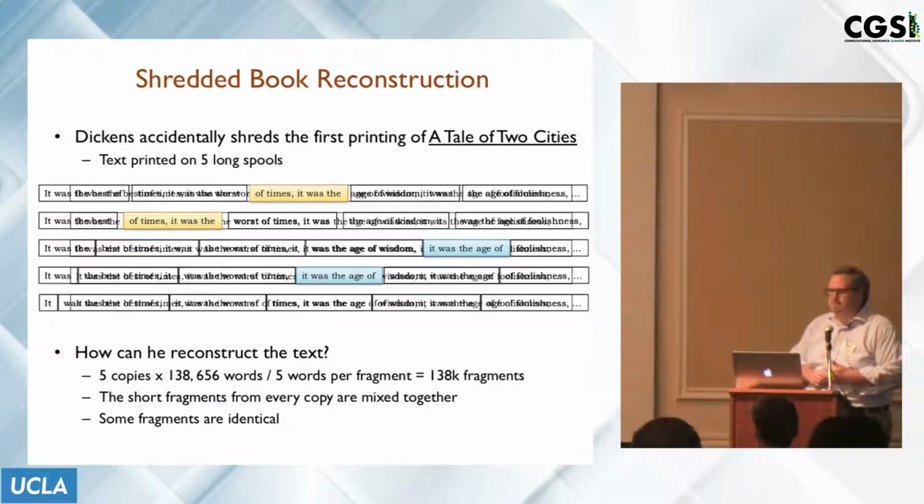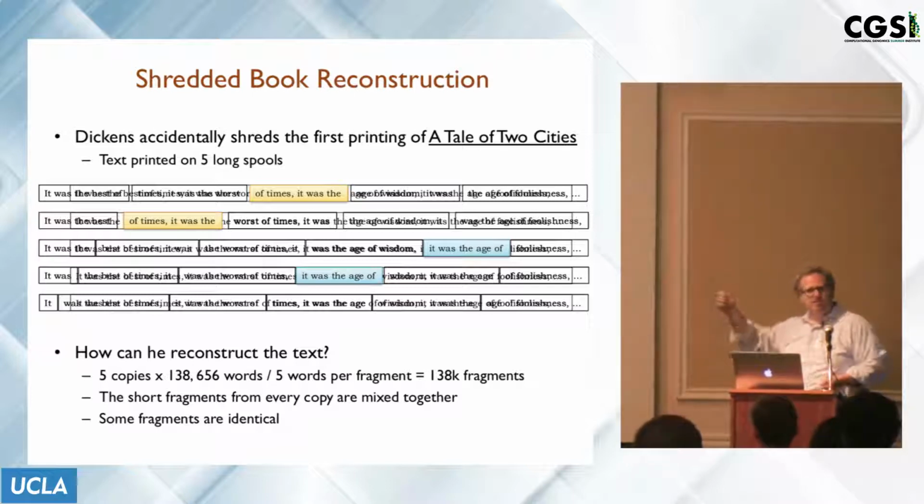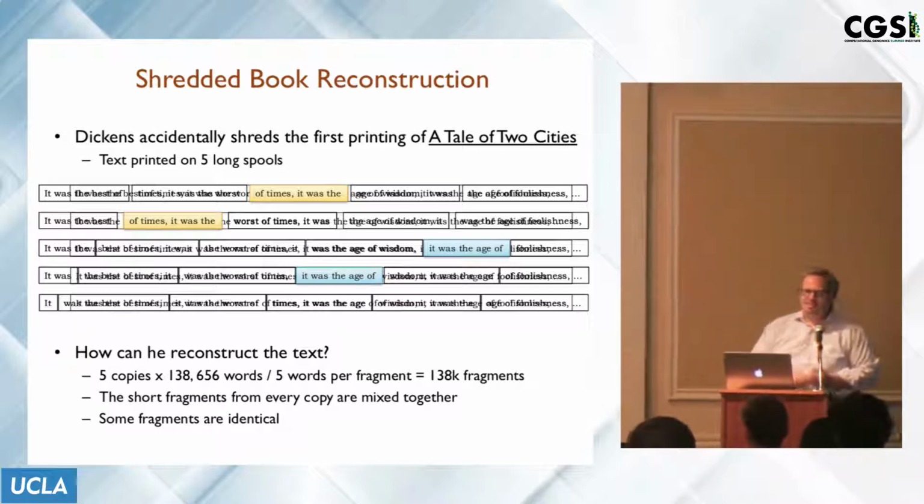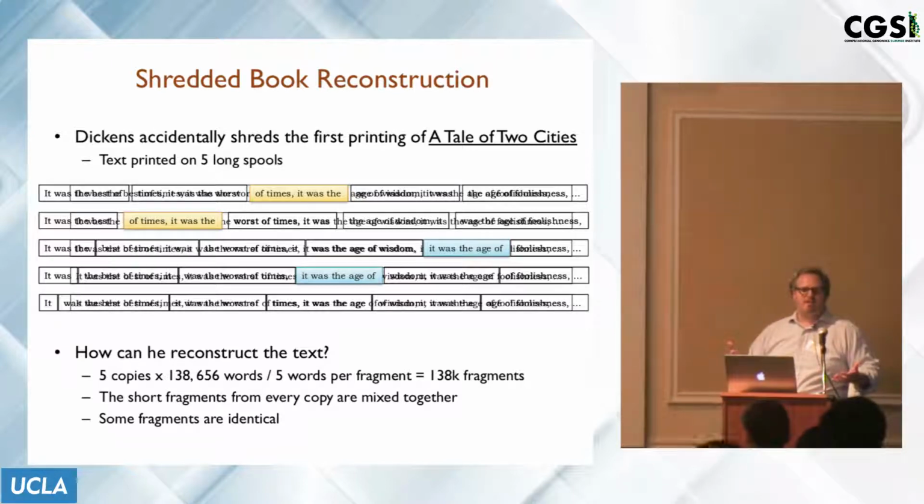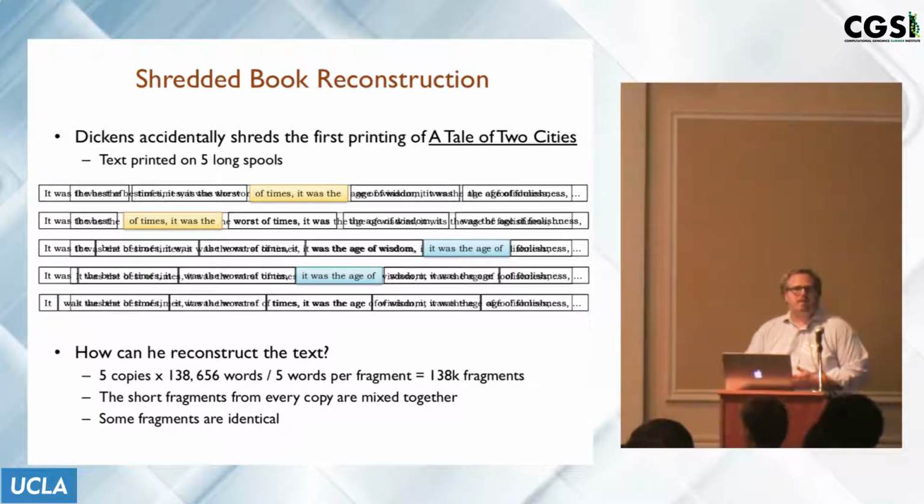A Tale of Two Cities is about 140,000 words long. That's some good trivia for trivia night sometime. So if we have 5 copies of the book going in, 5 words per fragment, we're going to have about 140,000 fragments associated with it, all mixed together. Critically, because of this shredding process, some of the fragments we're going to see are going to be identical.